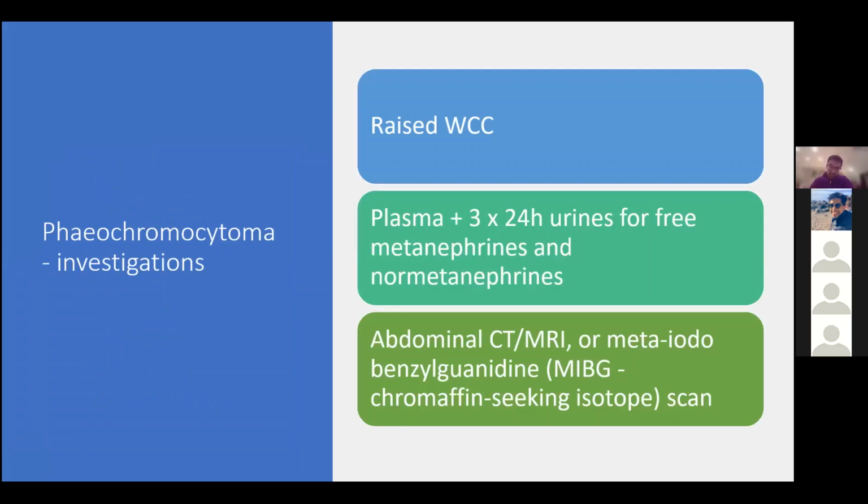How do you investigate? Often they have raised white cells. You want to measure their plasma and urine metanephrines. Usually most people say 3 samples of 24-hour urinary metanephrines and normetanephrines, but plasma metanephrines are sometimes measured, and you can do some imaging to localize the pheochromocytoma as well.